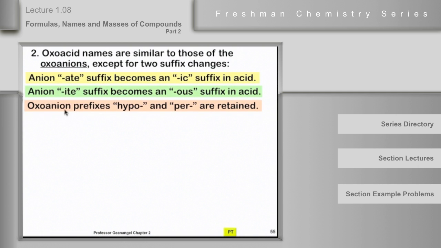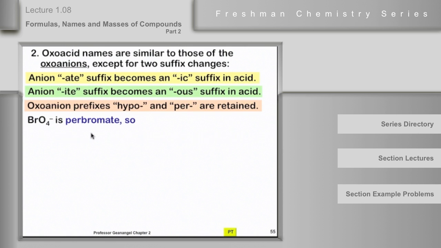Now, if the oxoanion has hypo or per prefixes, you keep them. Don't throw them away. If the anion comes with those, the acid will need them. So, if we look at a couple of examples, BrO4 minus is the perbromate ion. It's a member of a 4-member family. It has the most oxygen, so it's perbromate.